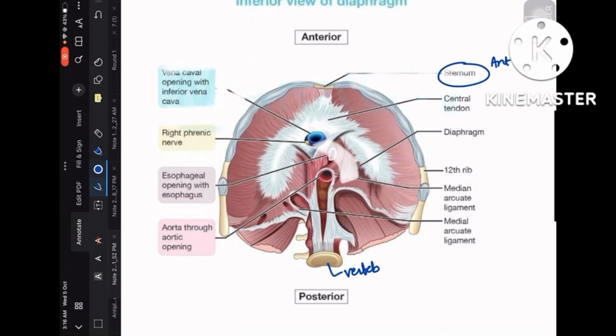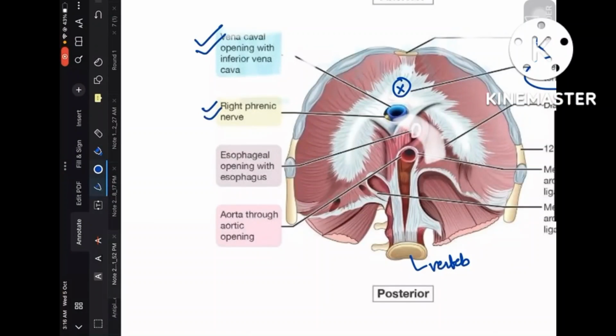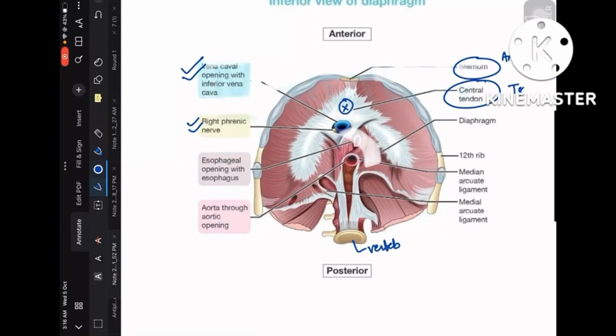So you have this orientation in your mind, and this white zone here is the central tendon which has the T8 level, that is the vena cava level, and it also has a nerve, that is the right phrenic nerve. I'll tell you the mnemonics to remember everything. Firstly, try to understand, make a pictographic memory in your mind.